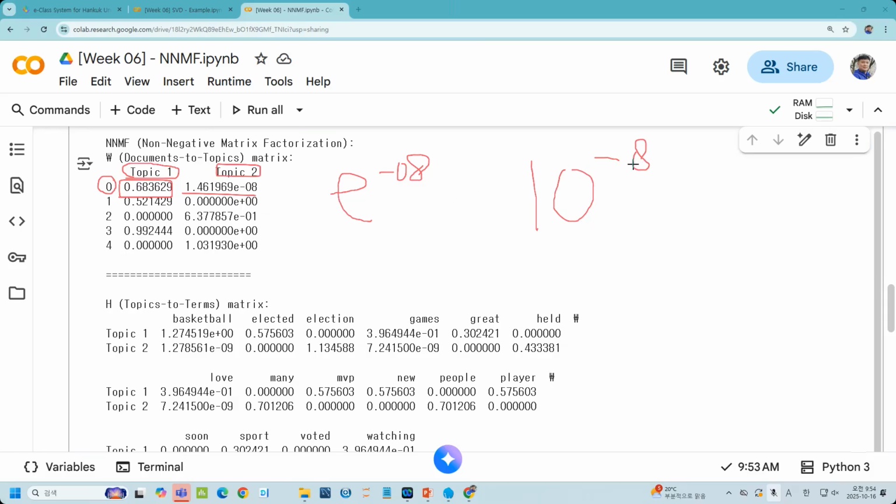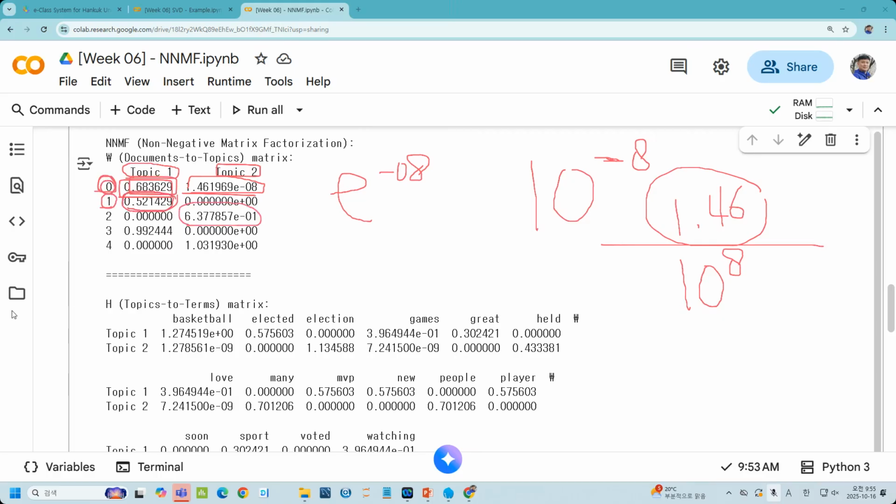What does it mean? It is 1.46 divided by 10 to the power of 8. So minus, in this case, means division, and this number is very small. This weight is very small, so we can say that the document 1 is more likely in topic 1. Document 0 means document 1 in our case, and document 1 means document 2 in our example. So it is more likely in topic 1.